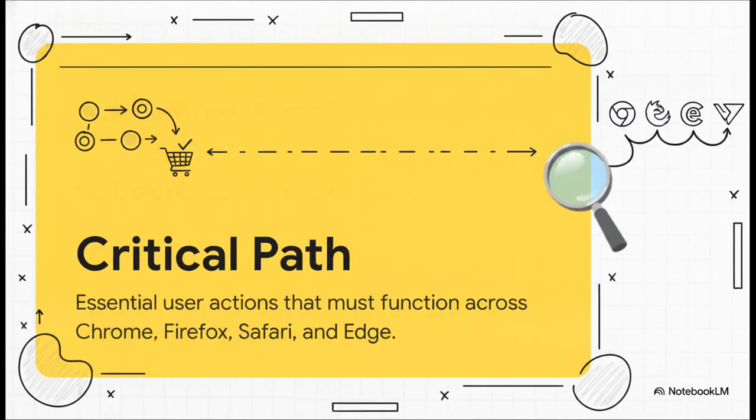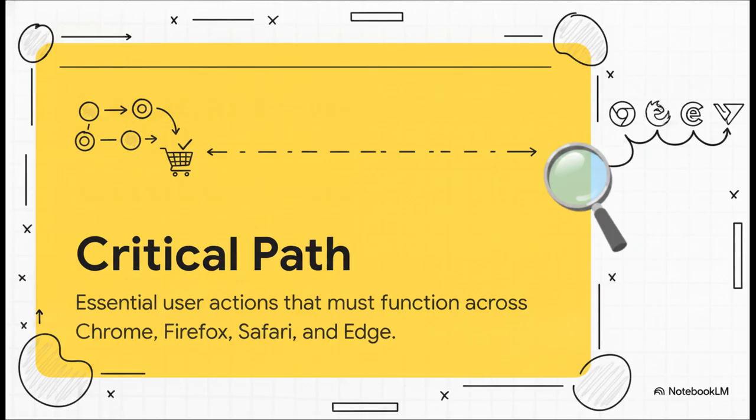So the crucial point is understanding exactly what we mean when we say critical path in this context. A critical path isn't every single button or minor text color on your site. No, it's the sequence of essential actions a user absolutely must take to complete a primary task, like checking out of a shopping cart or signing up for a new account. According to the episode 39 outline, these essential paths must function flawlessly across the big four: Chrome, Firefox, Safari, and Edge. If that critical path breaks, the whole application fails.